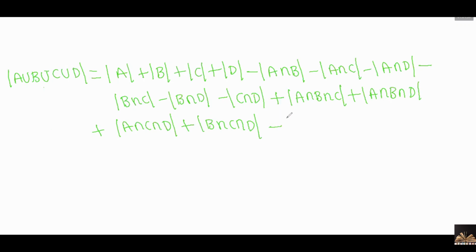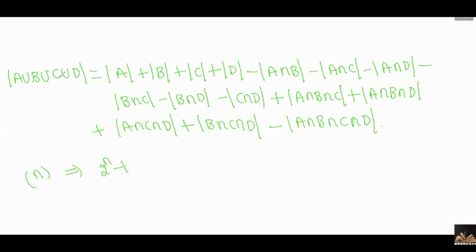Next will be taking four at a time, so for that you will get minus ABCD. Did we get all the terms or not? There is a formula to check this. If the number of sets is n, then you will get 2 power n minus 1 terms.